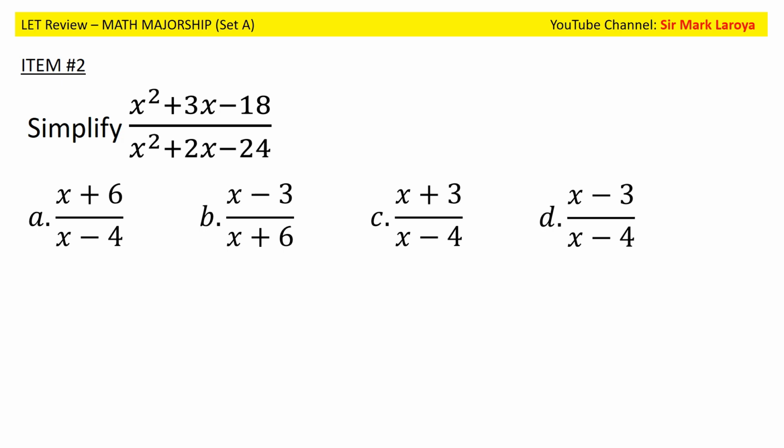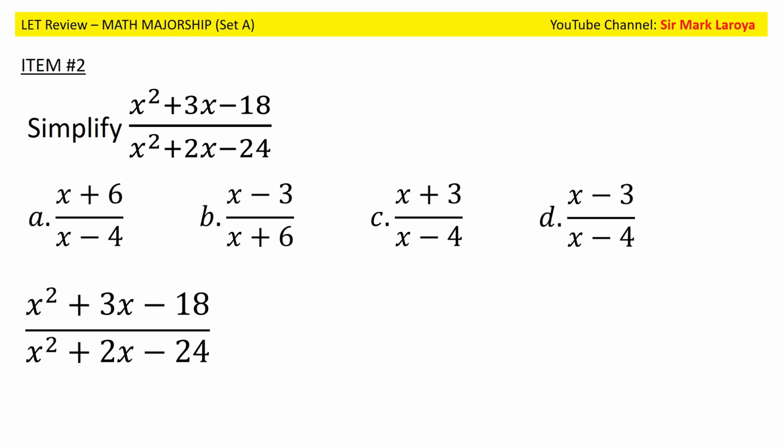Para ma-simplify natin to, kailangan alam natin kung paano kunin ang mga factors ng bawat part ng ating rational expression. Meaning, yung ating polynomial sa numerator, kailangan i-factor out natin kung meron man, pati ang ating denominator. So you have here our numerator x squared plus 3x minus 18 at ang denominator natin ay x squared plus 2x minus 24. Ang gagawin natin, ifa-factor natin or kukunin natin yung dalawang binomials na factors ng ating numerator at ganun din sa ating denominator.